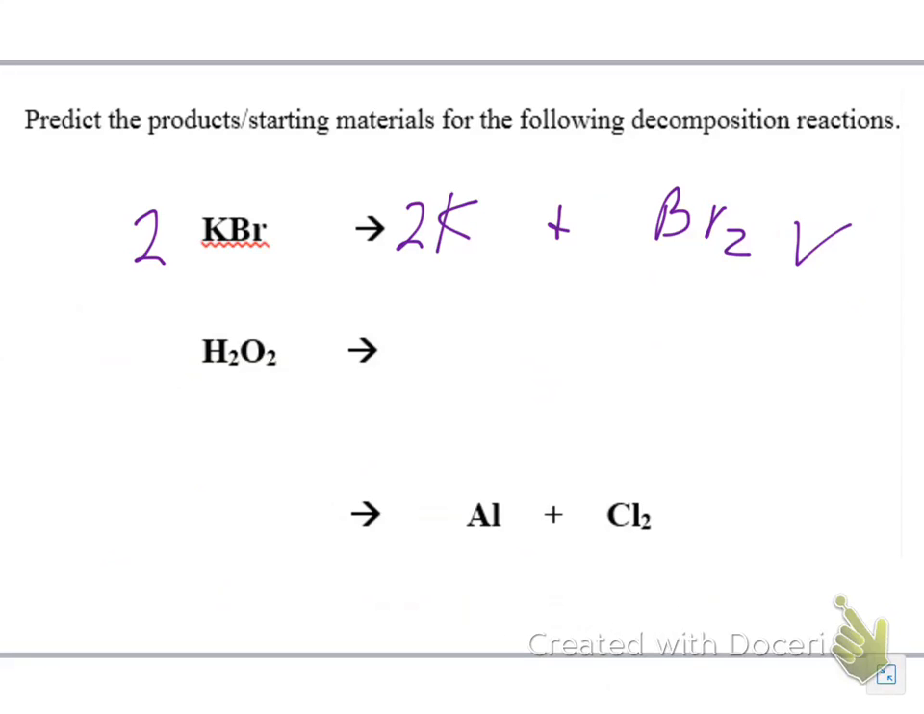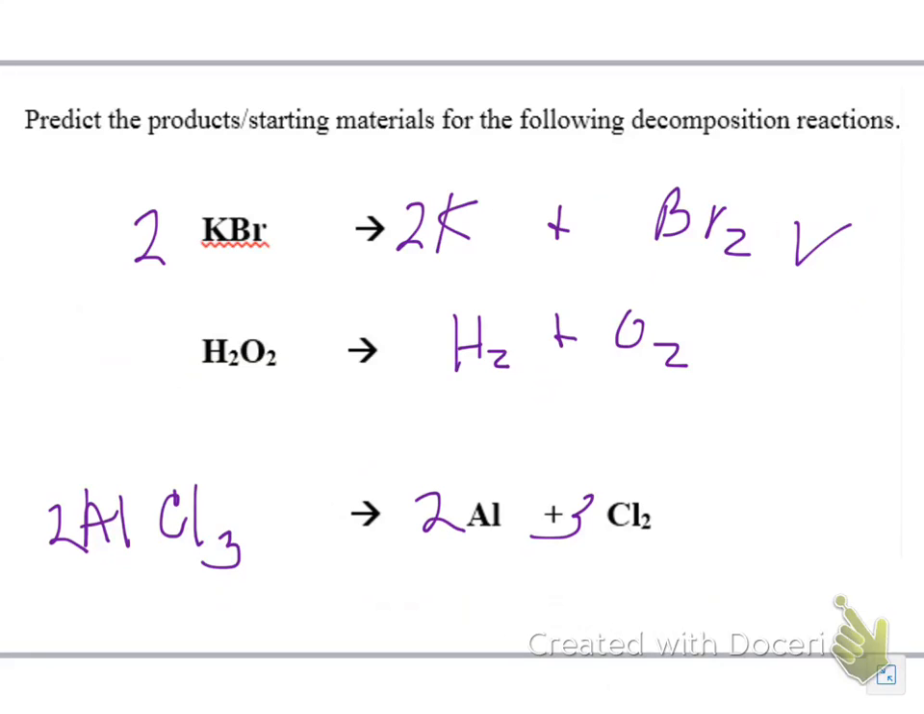Hydrogen peroxide, I'm sure you can figure out what that's going to break apart into. It's going to break apart into hydrogen and oxygen, and it's all balanced already. And then aluminum and chlorine must have come from a compound of the two. So again, aluminum chloride is AlCl3. I need 3 chlorines to make that neutral. And then in order to balance things, I need to do that. And that's going to be my balanced equation, and we're going to stop right there.